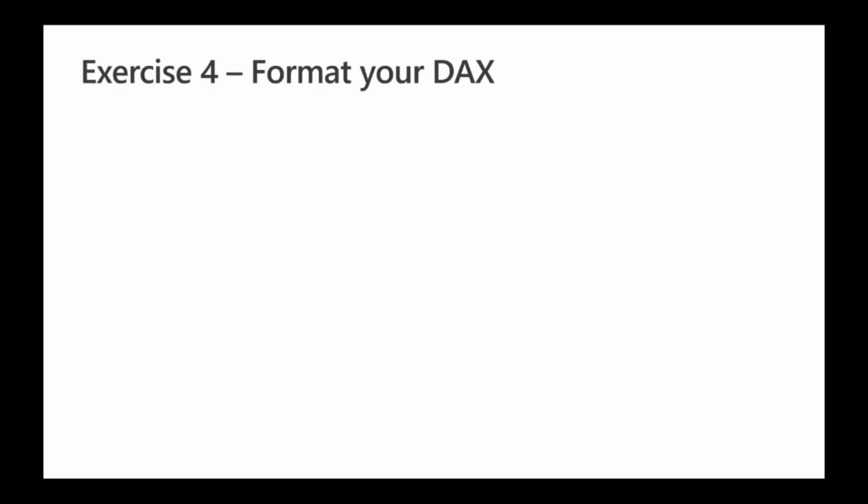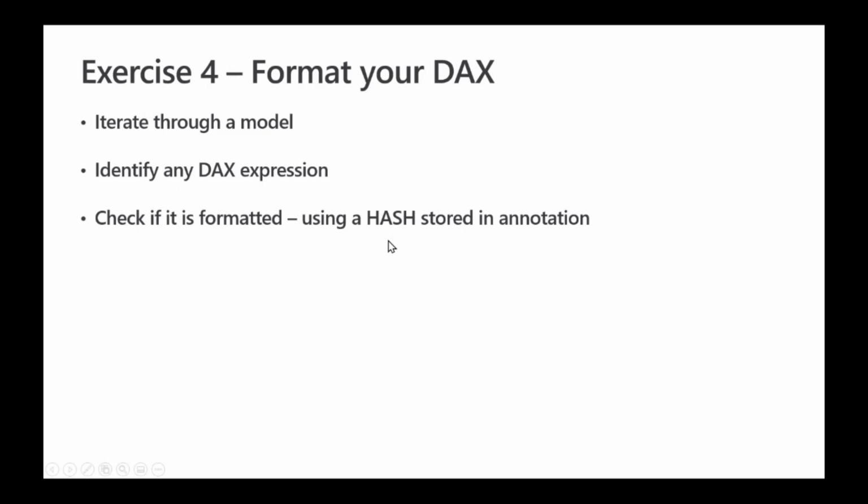And it will look at every single DAX expression. Now, a DAX expression could be a measure, or it could be a calculated column, or it could be a calculated table. Then what it could do is check to see if it's formatted. Now, most people write pretty ugly DAX, one great big huge long lines without any carriage returns or spaces, and it looks really, really ugly. But what we can do is check this.